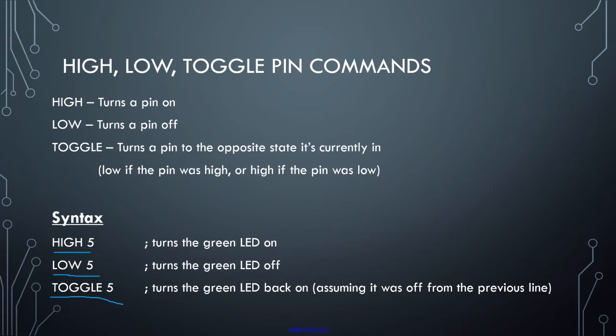So in this case, if our LED was off from this low command, and then we use the toggle command, it would turn the LED back on. And so that's how we use these commands. They're pretty simple and straightforward. When you're turning pins on and off, all you have to do is use one of these commands and then put the correct pin number after it.